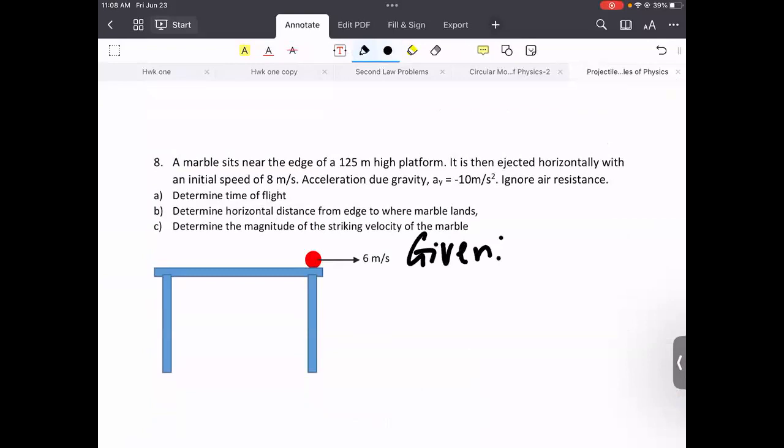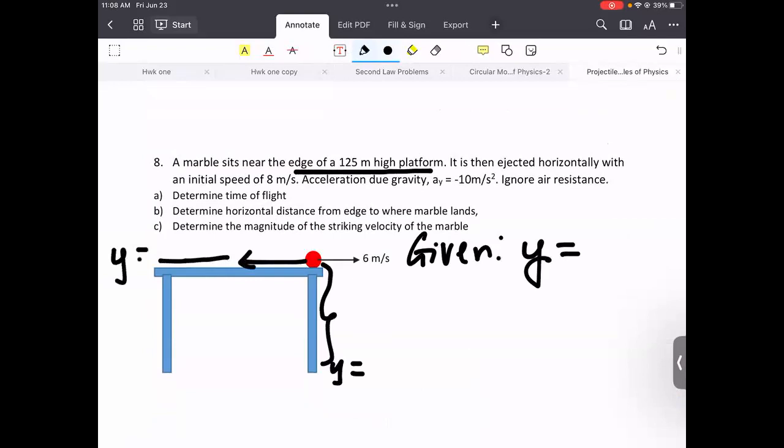If they say a marble sits near the edge of a 125 meter high platform, that means I'm given Y there. So the Y position is given as, since this might be a zero line, in other words Y equal to 0, therefore Y here is downward. So we're given Y as minus 125 meters.